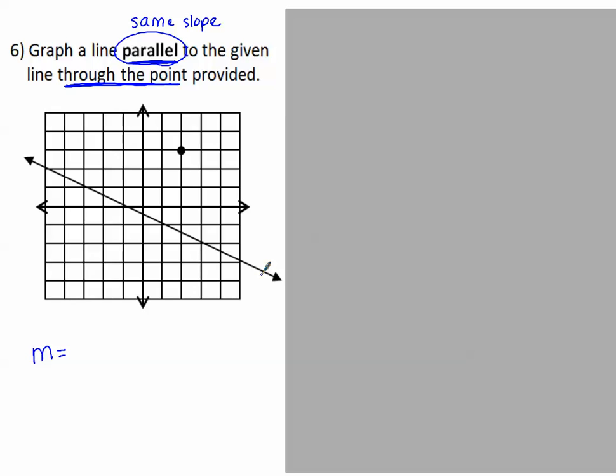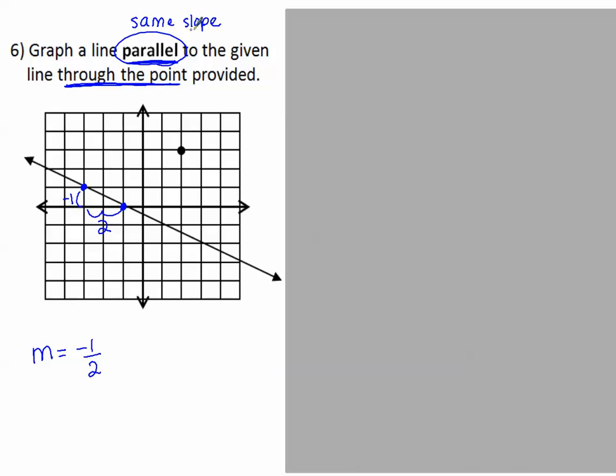So let's go ahead and find 2 points that are pretty close together. It looks like I could pick this point here and this point here. And if I count the rise over run, I'm going down 1 and over 2. So the slope is negative 1 over 2. Now keep in mind, if you pick points that are farther apart, you're just going to reduce or simplify your fraction to negative 1 over 2.